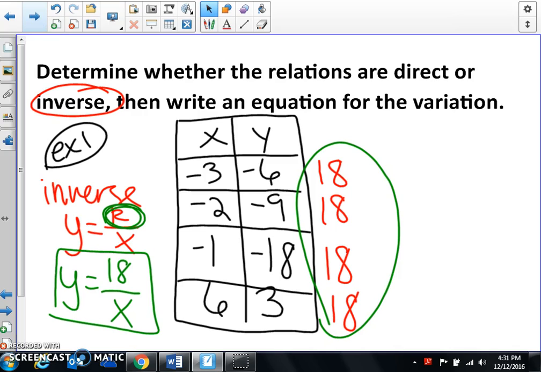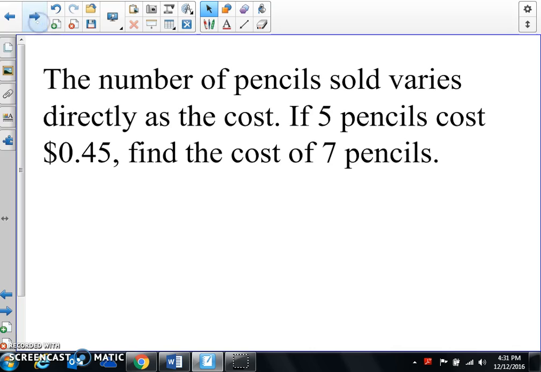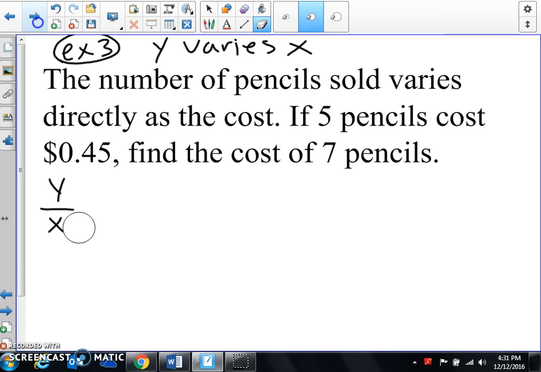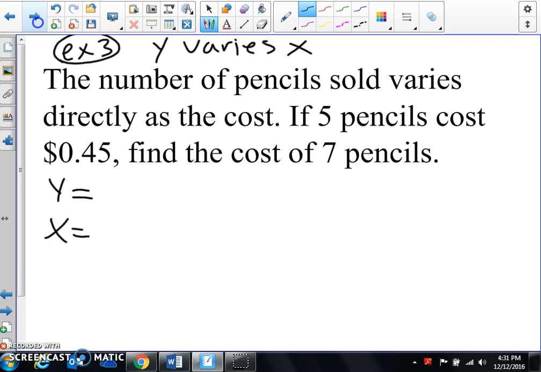Here's everybody's favorite, word problems. The first thing you need to do with word problems is set yourself up. So y over x. Here's the biggie. Y always varies with x. No matter if it's a direct or an inverse, y always varies with x. You have y and x. All right, so let's read it.